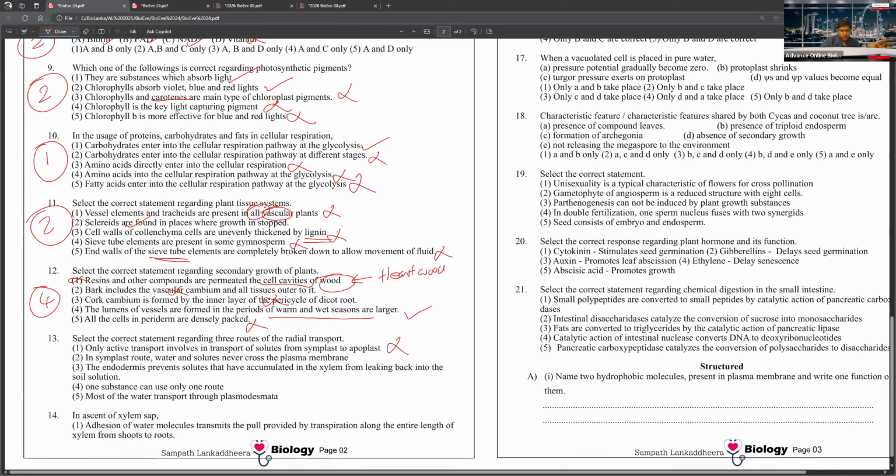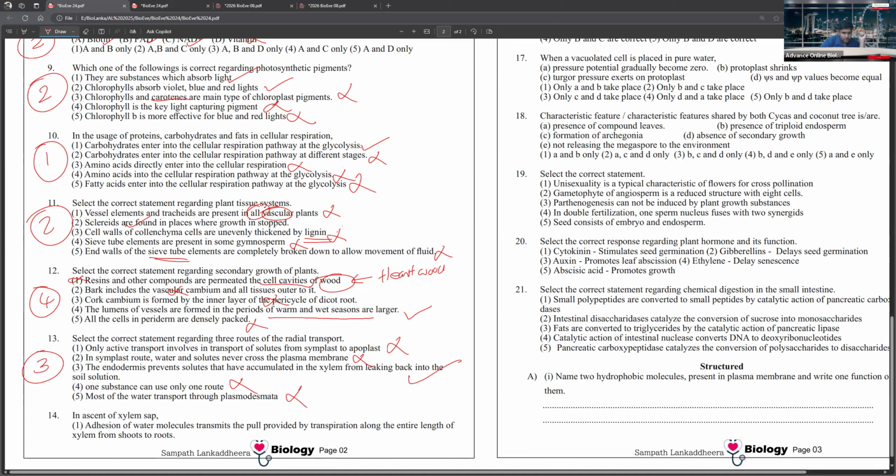Wrong, no? It crosses at least once. Endodermis prevents solutes that have accumulated in the xylem from leaking back into the soil solution. Prevent solutes that have accumulated in the xylem leaking back, correct? One substance can use one route, no. Most of the water transport through plasmodesmata, no. Third is a good answer. That is a good answer.